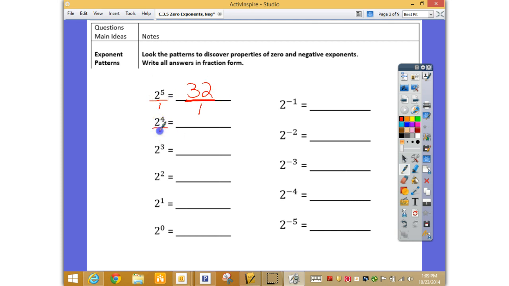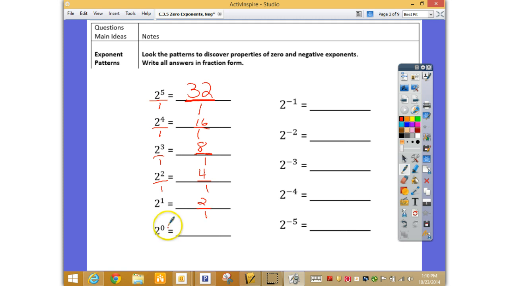This one, to make it a fraction, this would be what over 1? 16 over 1. What is this? 8 over 1, because we make them fractions. 4 over 1. And this is going to be 2 over 1.